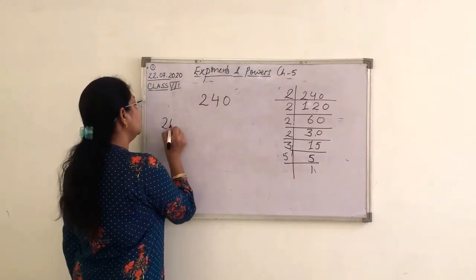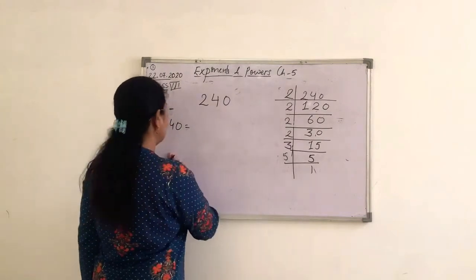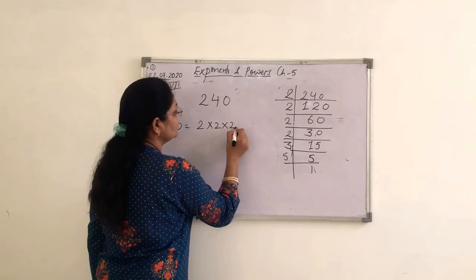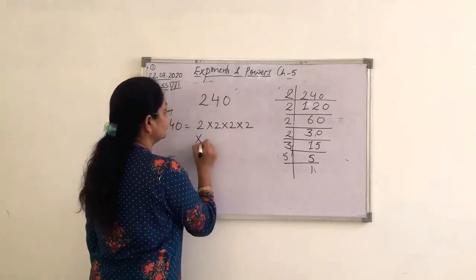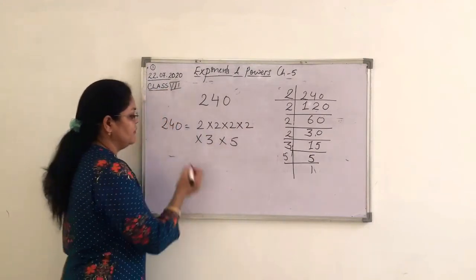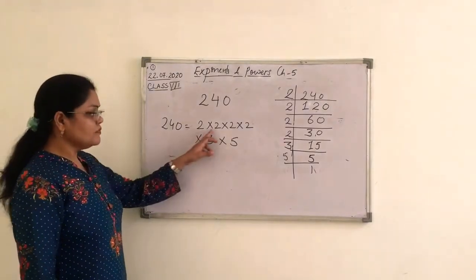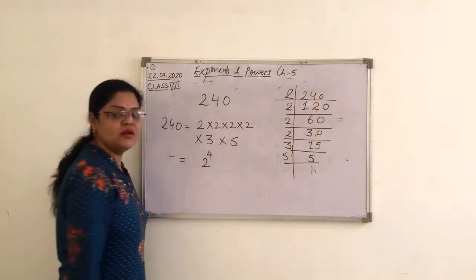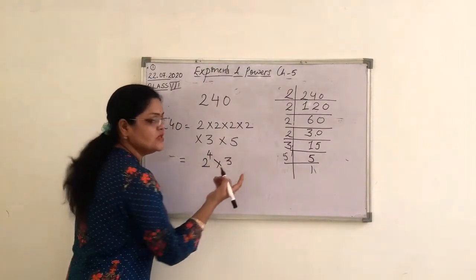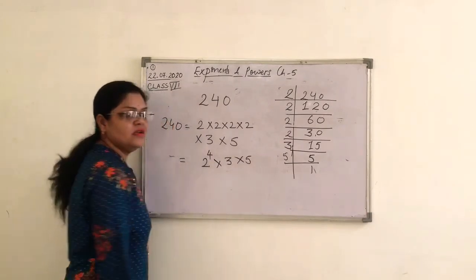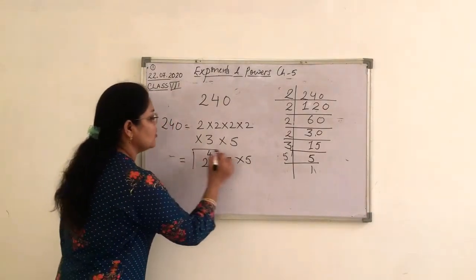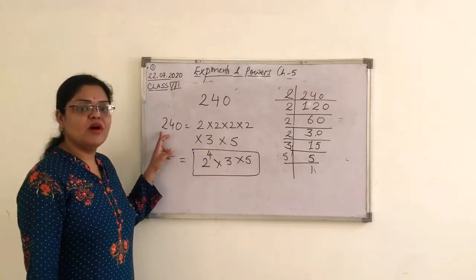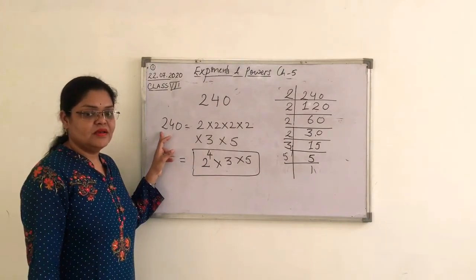So in 240, how many times is 2 there? 1, 2, 3, 4. Next we have 3 and next we have 5. Let's write it in exponential form. Here 2 is repeating how many times? 4 times. So we can write 2 raised to power 4, multiplied by 3, which is only 1 time, and 5, which is also only 1 time. This is the exponential form of 240. Is it clear?